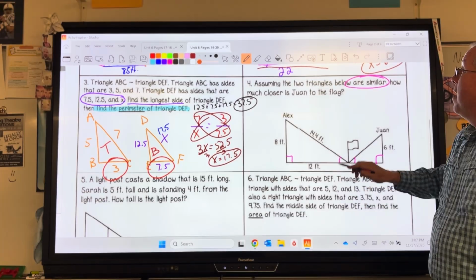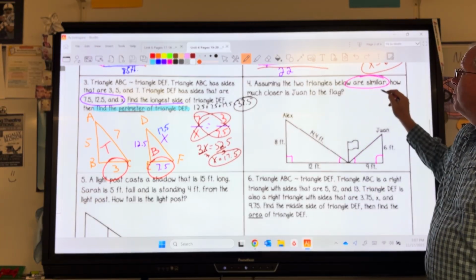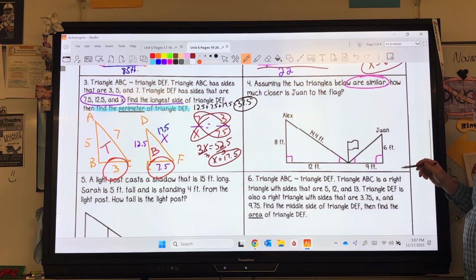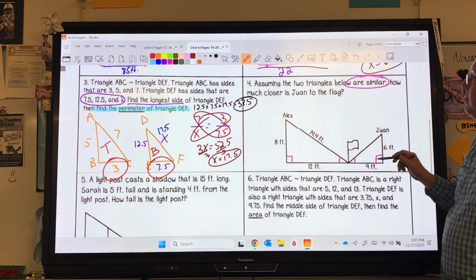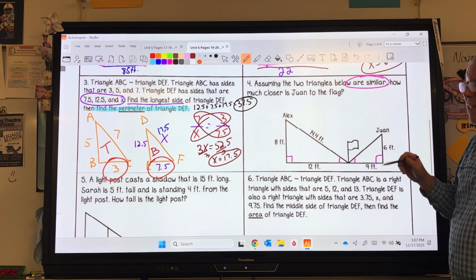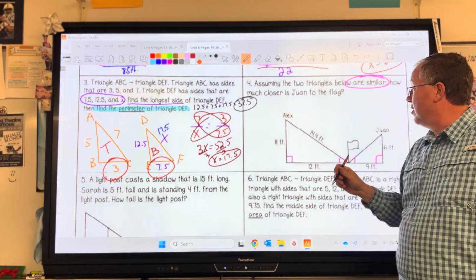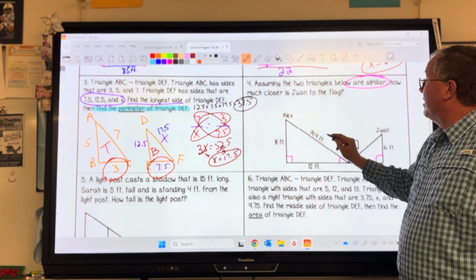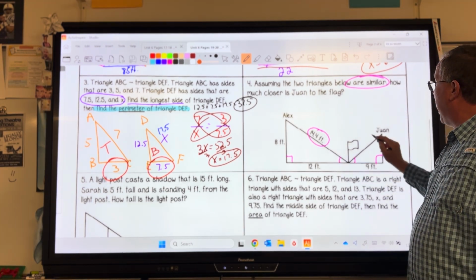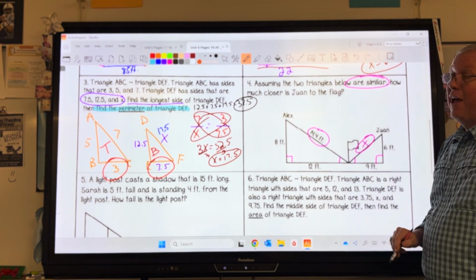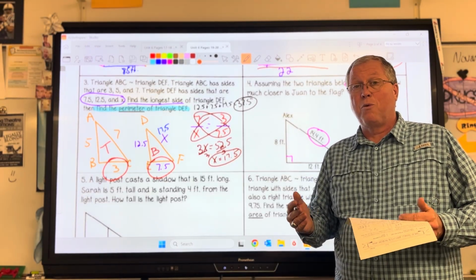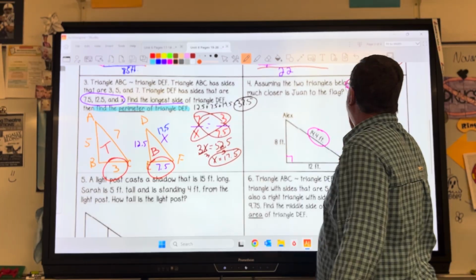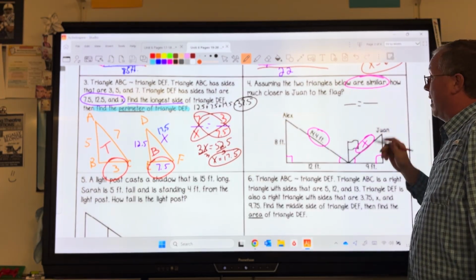They want to know, well, which one is closer to Juan? Okay, Juan or Alex, which one of them is closer to the flag? And how much closer is Juan? We know Juan is closer to the flag. They want to know how much closer. So that means I need this number right here, and I need this number right here. And then I'll subtract them to see how much closer Juan is, right? So ready, let's set up our equation, our proportion, right?